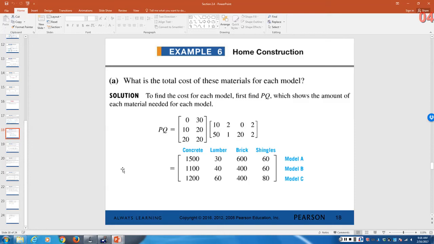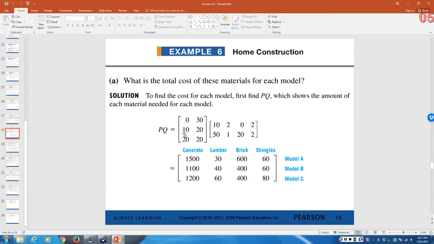And since we're looking for total cost, we need to know how much for each model, and then how much for every unit of the materials. So we would take matrix P, which is the planned number of models, times matrix Q, which is the number of units that each one has. And that'll give us how much of each material. Okay?